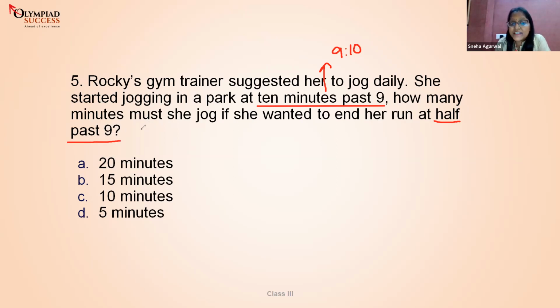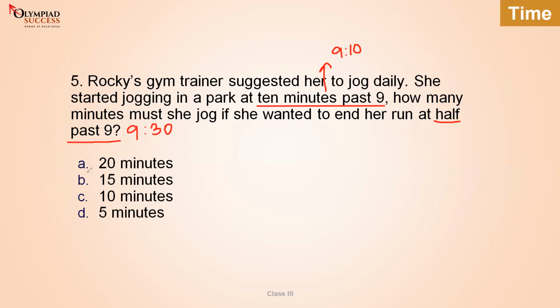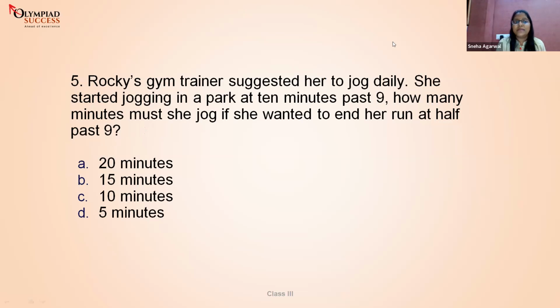Half past 9 means 9:30, half an hour. Okay. So she is jogging from 9:10 to 9:30. So that is 20 minutes. She is taking 20 minutes to jog. Yes, that's absolutely correct. Very good. Now coming to the next one.